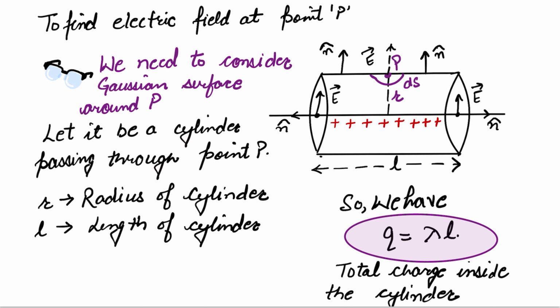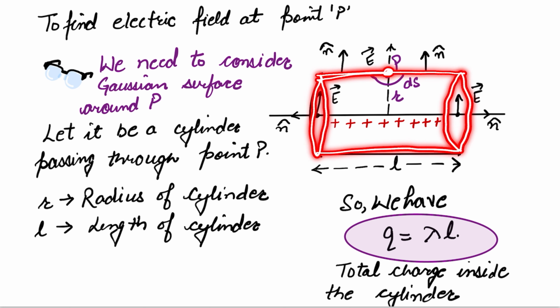So what kind of Gaussian surface have we chosen? We have chosen a point P of observation, and a cylinder is passing through this point, right? So the condition is satisfied. You have chosen a Gaussian surface which is a closed surface and it is passing through the observation point P.